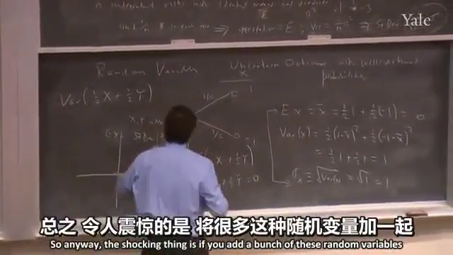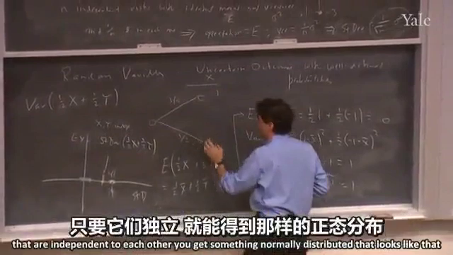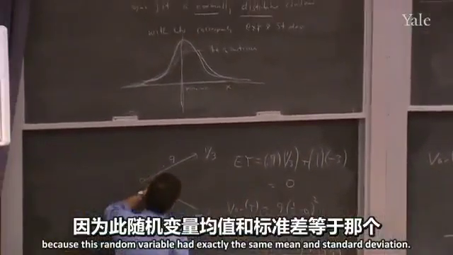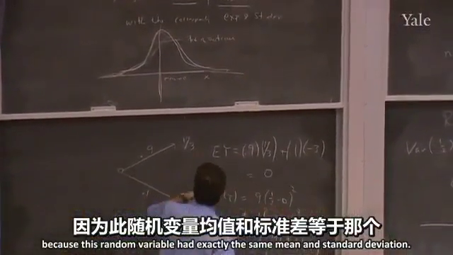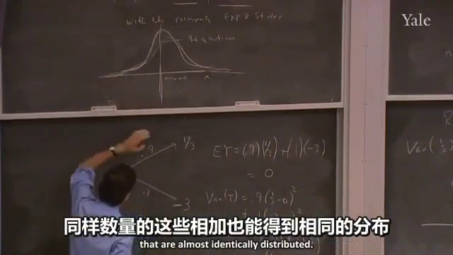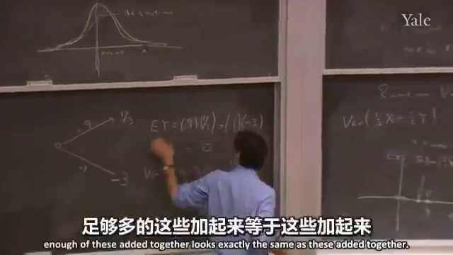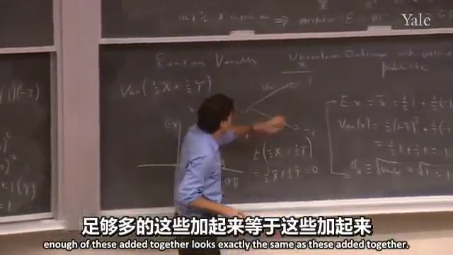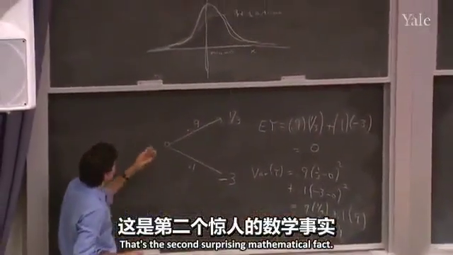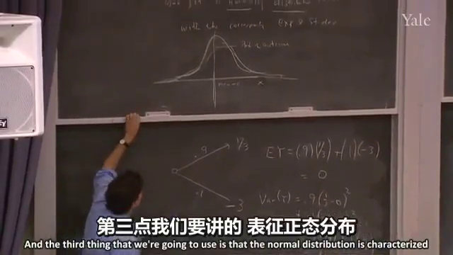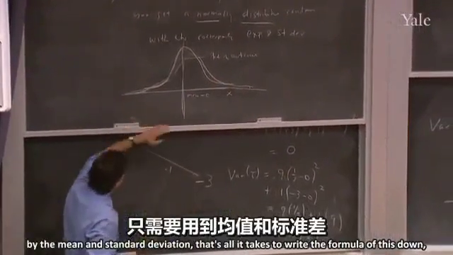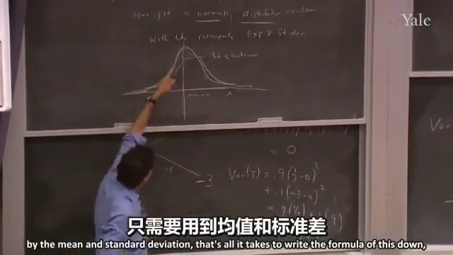So anyway, the shocking thing is if you add a bunch of these random variables that are independent of each other, you get something normally distributed that looks like that, because this random variable had exactly the same mean and standard deviation. You add the same number of these, you're going to get outcomes that are almost identically distributed. So in the limit, this random variable, enough of these added together, looks exactly the same as these added together. Okay, that's the second surprising mathematical fact. And the third thing that we're going to use is that the normal distribution is characterized by the mean and standard deviation. That's all it takes to write the formula of this down.